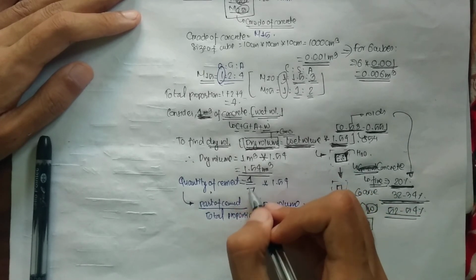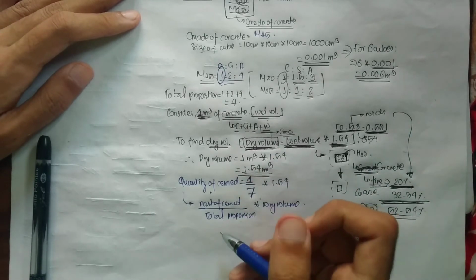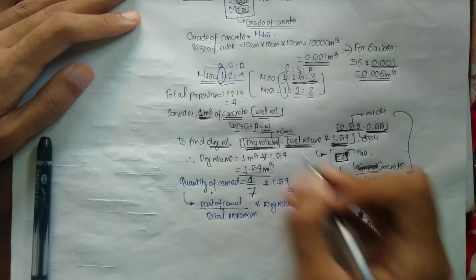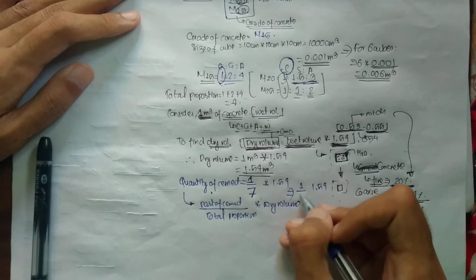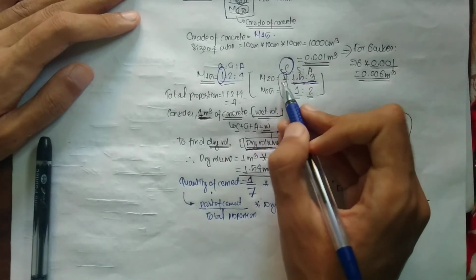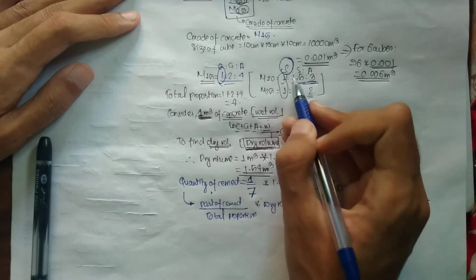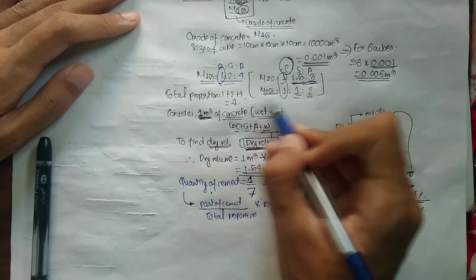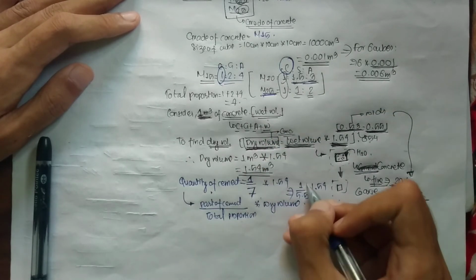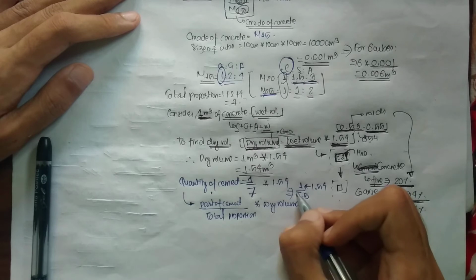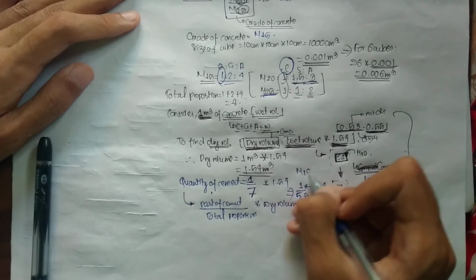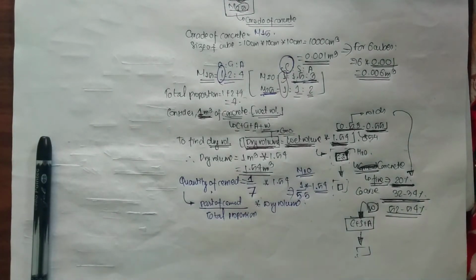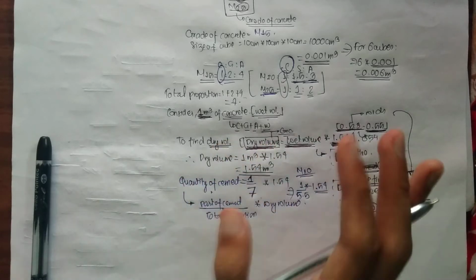For M20 and M25 we can similarly calculate it, with a little bit of change. The dry volume will be 1.54 and the cement part will be 1, but the total proportion will be 1 plus 1.5 plus 3, which is 5.5. So for M20 it is 1 divided by 5.5 times 1.54. You can similarly do it for M25 and other grades. Right now let's focus on M15. Once you understand M15, you can calculate for any other grade, M5, M10, M20, etc.